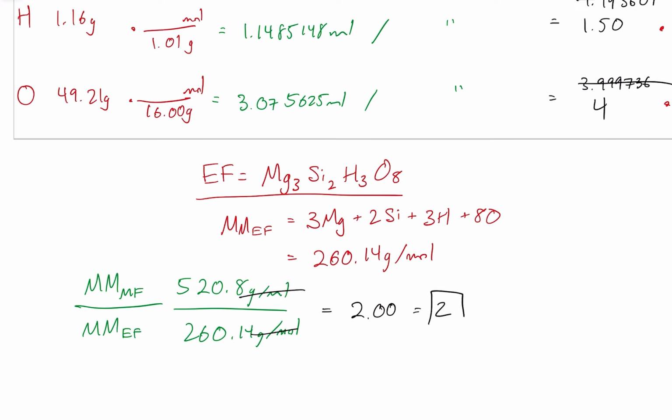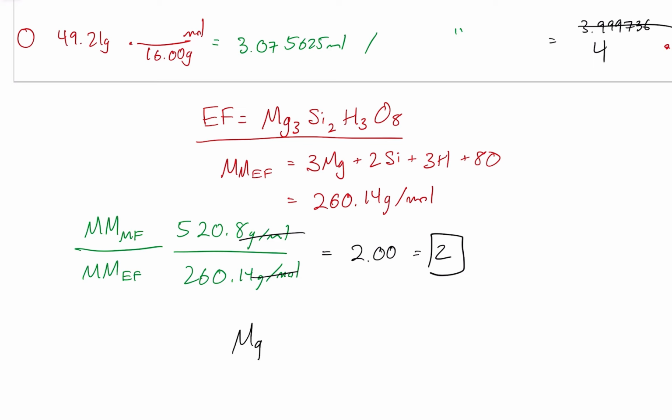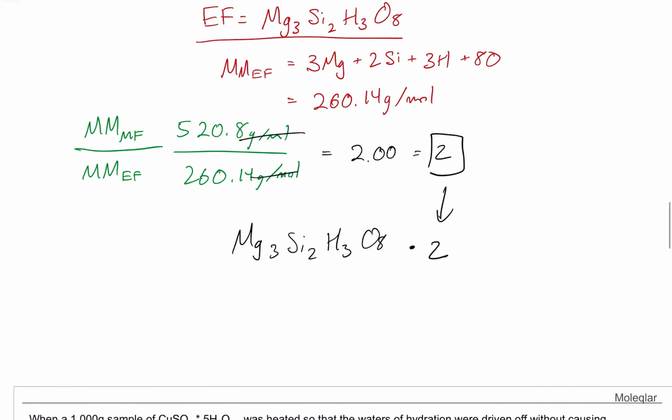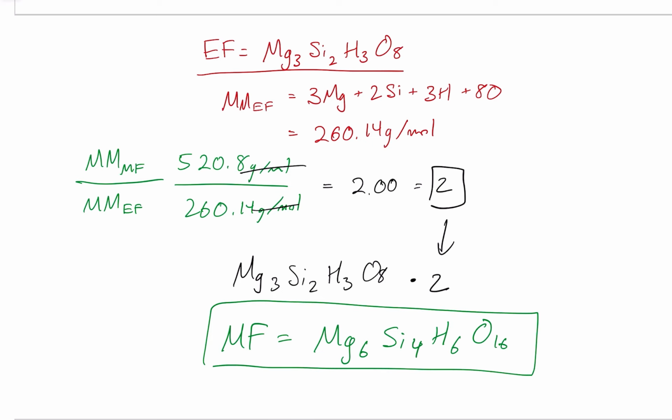So now we have this factor that we can multiply the subscripts of our empirical formula by. Remember that our empirical formula is Mg3Si2H3O8, and we're going to multiply all of these subscripts by this factor of 2. And this will allow us to calculate our molecular formula, and our molecular formula is going to be Mg6Si4H6O16. And that is going to be our molecular formula of this particular type of asbestos.